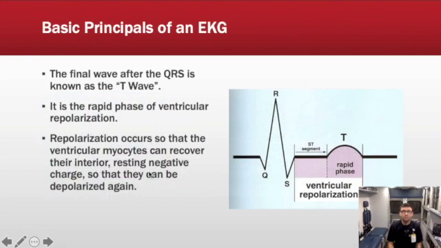The final wave after the QRS is known as the T wave. This is what I was talking about. So again, you have that small hump at the beginning, which is your P, QRS, T. See how we're following along with the alphabet? It is the rapid phase of ventricular repolarization. Repolarization occurs so that the ventricle myocytes can recover their interior resting negative charge so they can depolarize again. We don't really see this with the atria. Remember, the atria here are depolarization, and we don't see repolarization of the atria because it's covered up by the QRS.